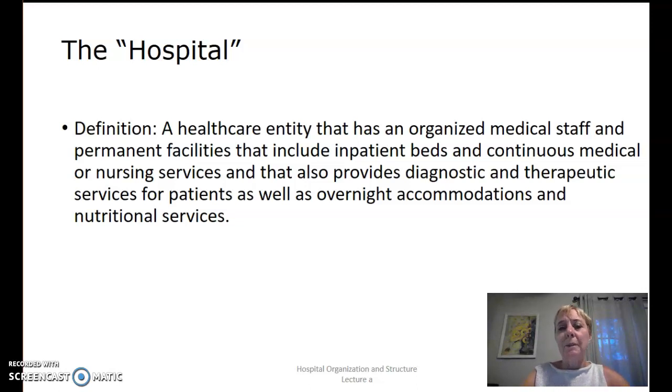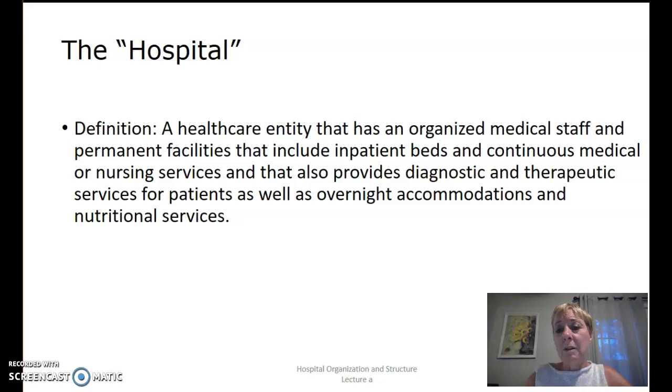So what is a hospital? A hospital is a healthcare entity that has an organized medical staff and permanent facilities that include inpatient beds and continuous medical or nursing services. They also provide diagnostic and therapeutic services for patients, as well as overnight accommodations and nutritional services.